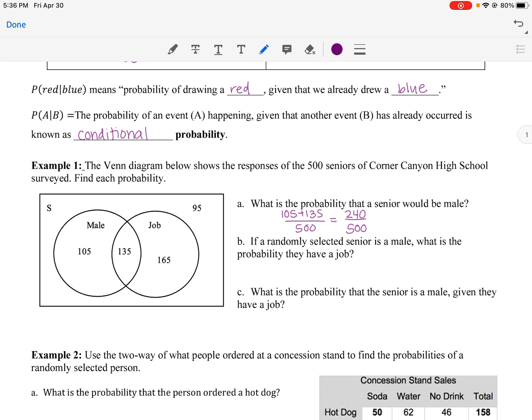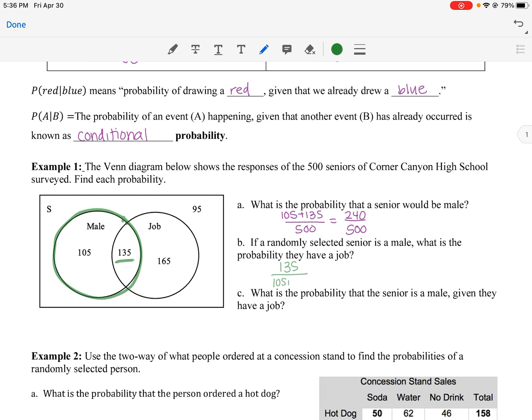If I change it slightly, and I say if a randomly selected senior is male, now, rather than looking at the whole table, I'm just looking at the males, right? I'm just saying if they are male, what is the probability they have a job? The job is in the middle there. So in that case, you've got 135 out of the total males, which is 105 plus 135. So that's 135 out of 240.